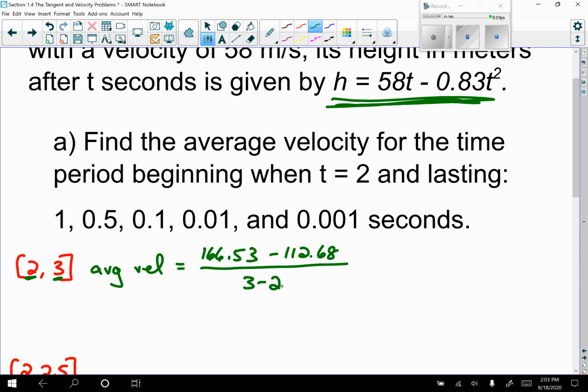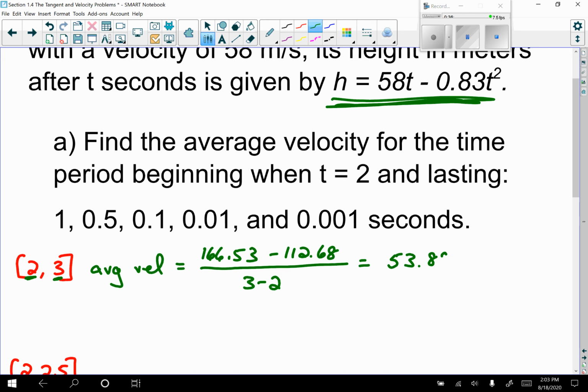So if you were not getting those numbers, try to recalculate it. Again, the 166.53 is just what we get when we do 58 times 3 minus 0.83 times 3 squared. The 112.68 is what we get when we substitute a 2 in, 58 times 2 minus 0.83 times 2 squared. And then these are just the difference in the t values. Again, pause the video if you need to get that calculation, and we should be getting a positive 53.85.